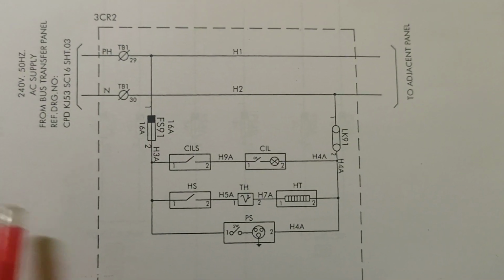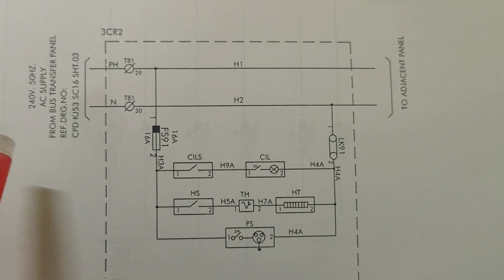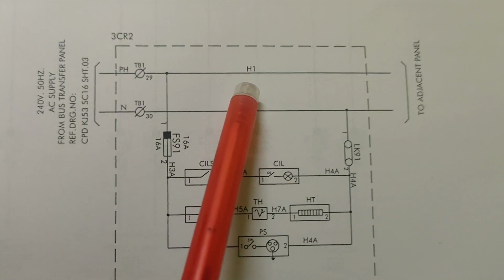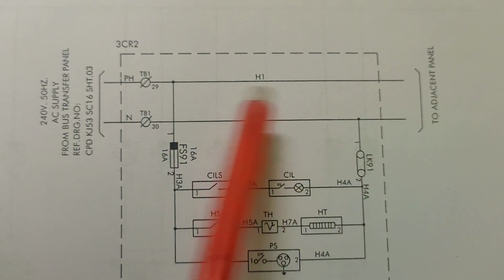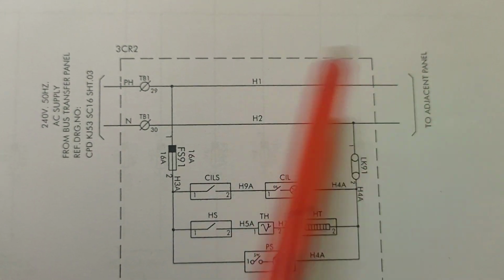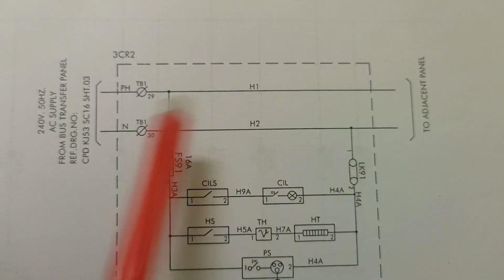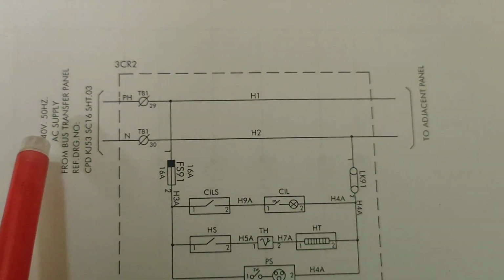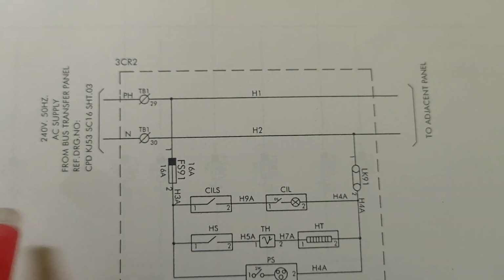Here we discuss the AC circuit inside the control panel. Generally, the AC circuit is denoted by H1 and H2. H1 is the phase and H2 is the neutral. So this is the single phase and this is the neutral. Here is the 240 volt 50 Hz AC supply from the bus transfer panel.